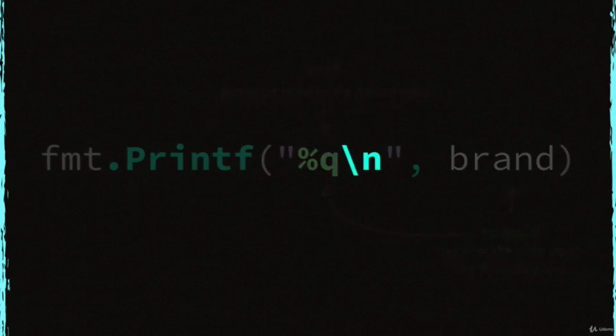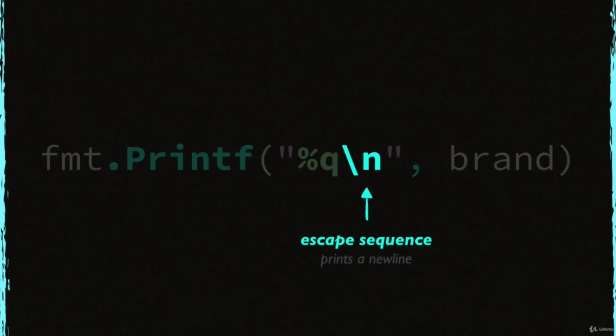Okay, \n here is an escape sequence. This \n allows you to print a new line. Println prints a new line automatically. However, printf doesn't do that, so that's why you need to add a new line yourself. In the next lecture, I'm going to show you escape sequences in detail.